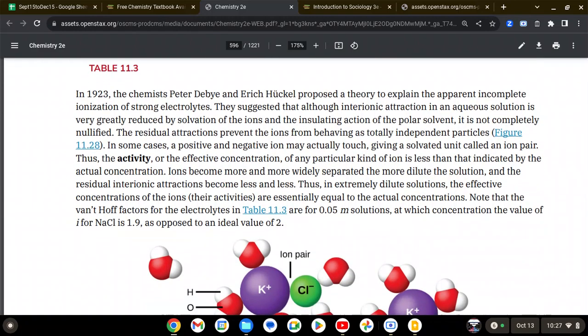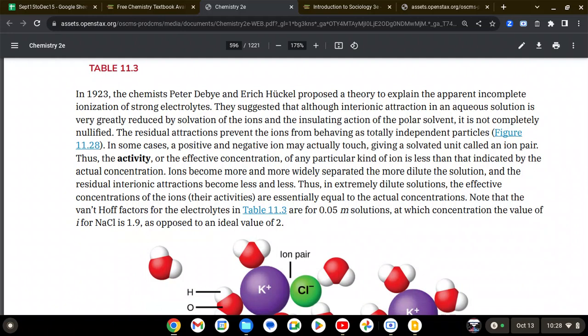In 1923, the chemists Peter Debye and Henrik Huckel proposed a theory to explain the apparent incomplete ionization of strong electrolytes. They suggested that although interionic attraction in an aqueous solution is greatly reduced by solvation of the ions and the insulating action of the polar solvent, it is not completely nullified. The residual attractions prevent the ions from behaving as totally independent particles. In some cases, a positive and negative ion may actually touch, giving a solvated unit called an ion pair.